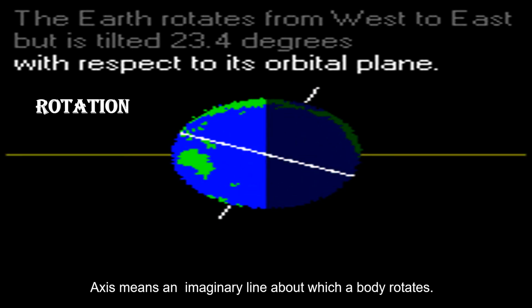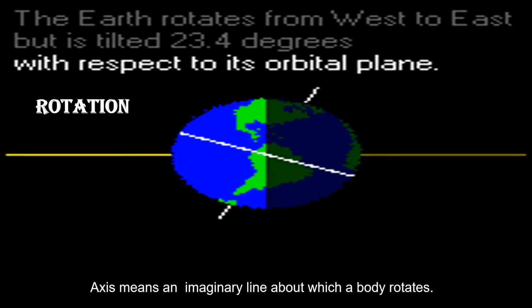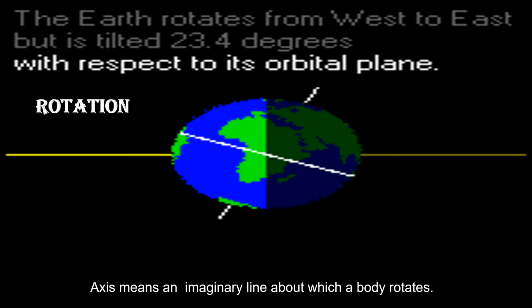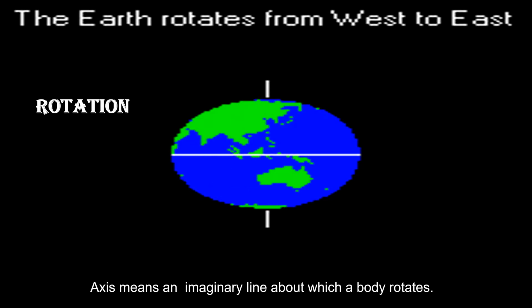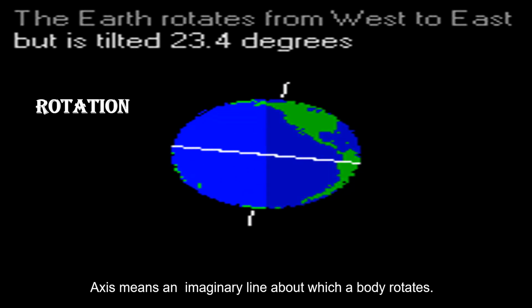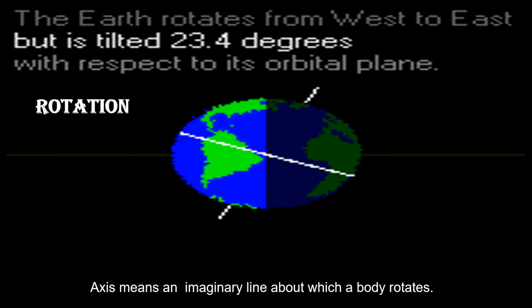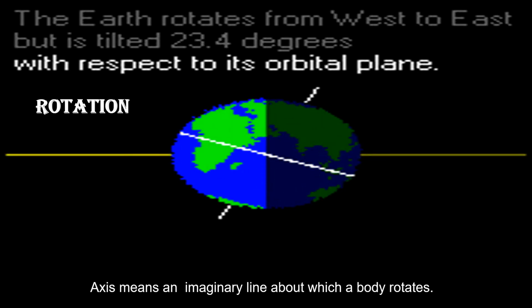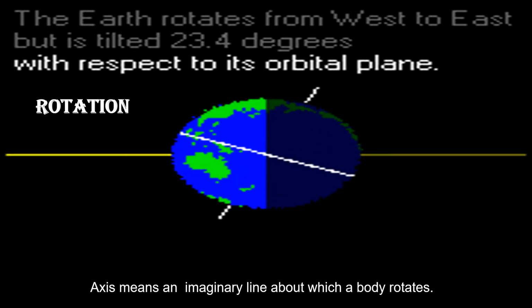The earth completes a cycle at a speed of 1670 kilometers per hour on equator. It takes 24 hours to complete this cycle. This speed has played an important role in shaping the earth's orange shape.